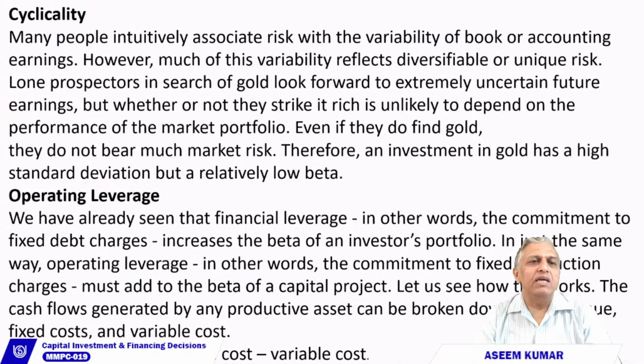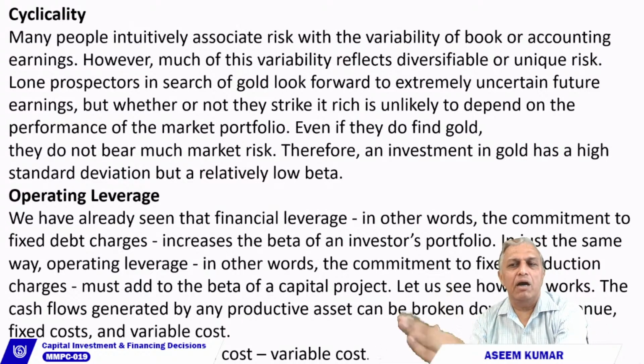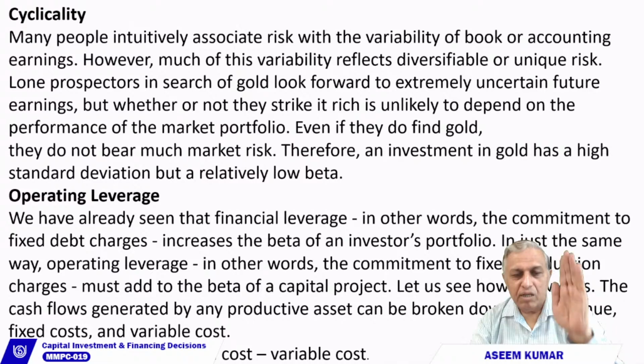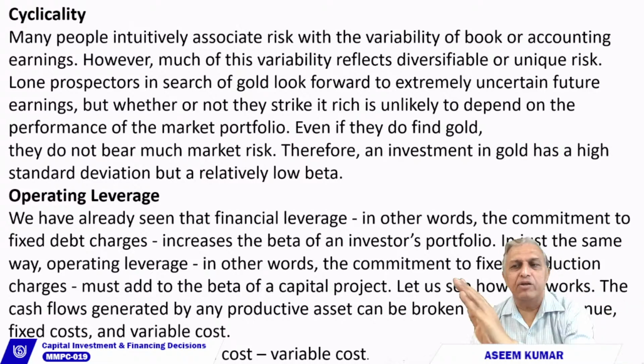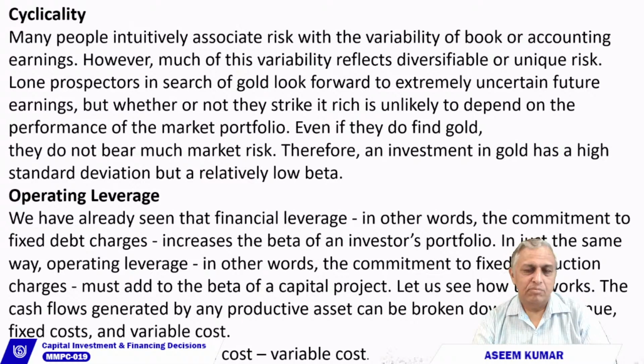Cyclicality. Many people intuitively associate risk with the variability of book or accounting earnings. However, much of this variability reflects diversifiable or unique risk. Lone prospectors in search of gold look forward to extremely uncertain future earnings, but whether or not they strike it rich is unlikely to depend on the performance of the market portfolio. Even if they do find gold, they do not bear much market risk. Therefore, an investment in gold has a high standard deviation, but a relatively low beta.